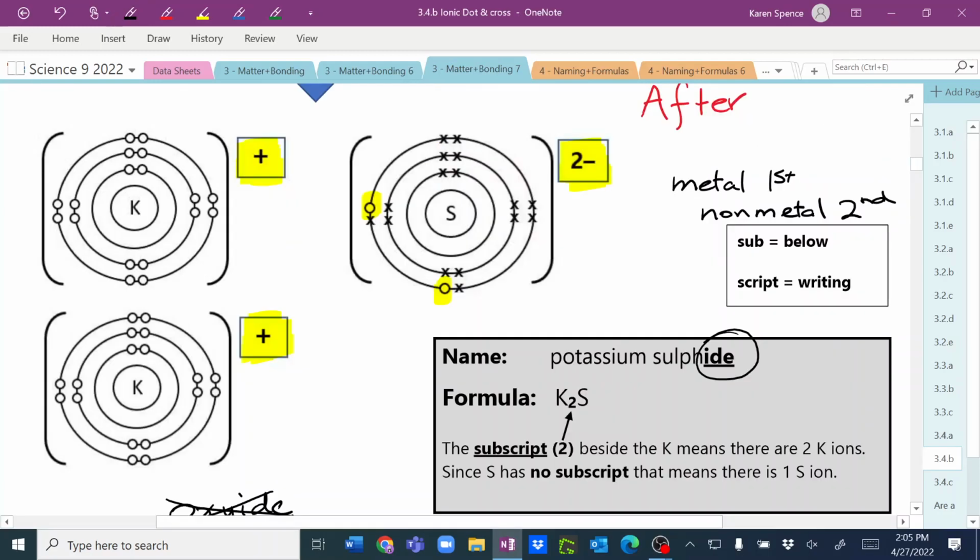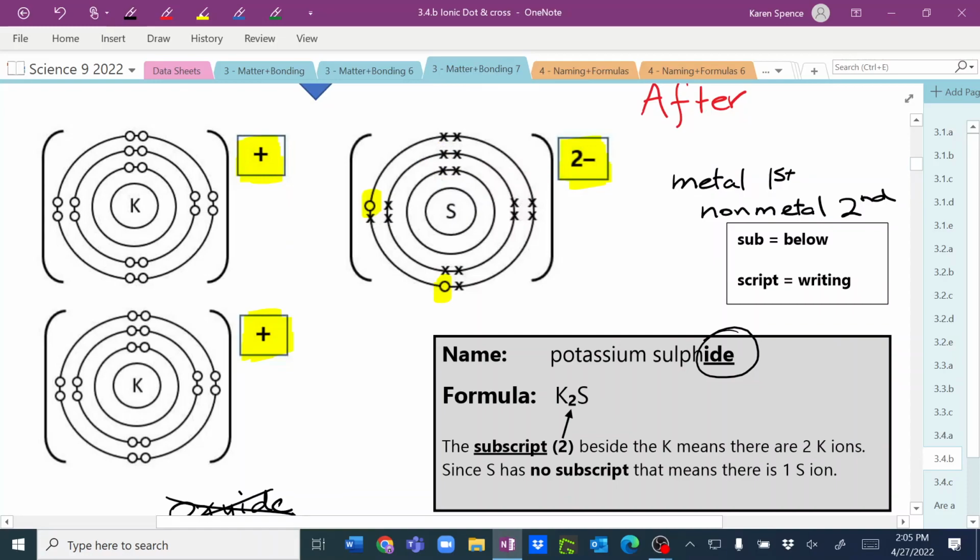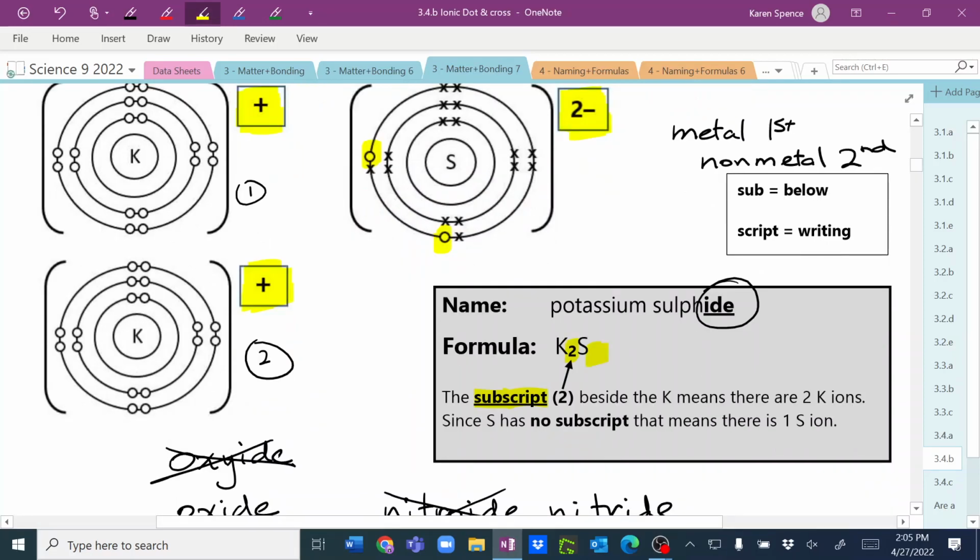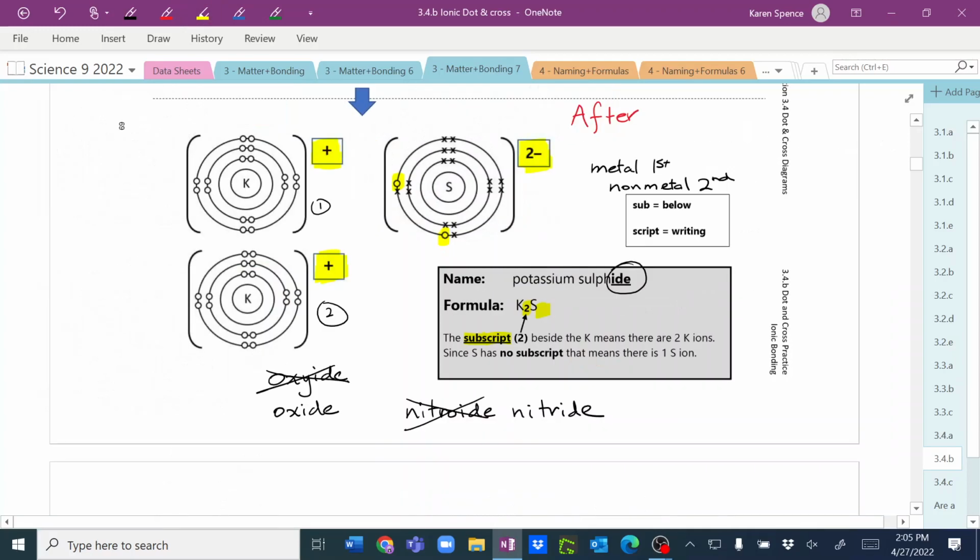Because we have 2 potassiums, you can see we got 1, 2 potassiums, it's going to be K2. We have that little subscript, sub meaning below, script meaning writing. Below the writing, we have a 2 telling us we have 2 potassiums. What do we do if there's only 1 of an atom? Do we write a subscript? No, we just write nothing, okay? So do you feel like you have enough tools to try that on your own?